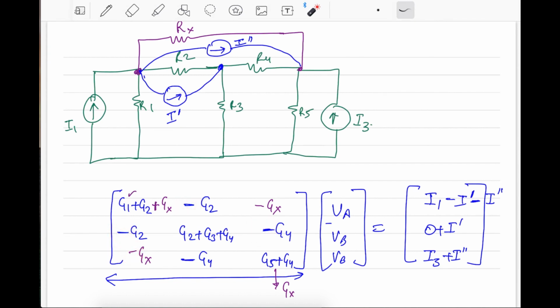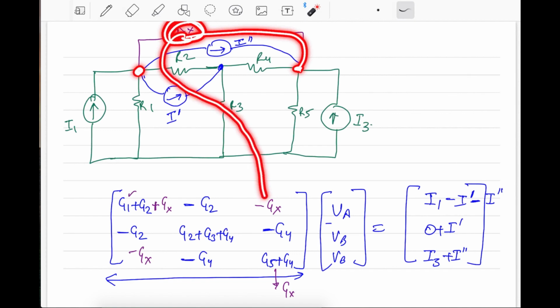The second thing is, if you see this 1 3, the index of this matrix is 1 3. So that means you have to look for node 1 and node 3, and what is the common resistance between them. If you see here, the common resistance between node 1 and node 3 is this resistance, right? So you have to put that value here.